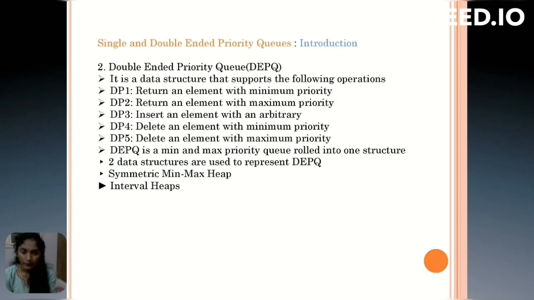A double-ended priority queue is a minimum and maximum priority queue rolled into one structure. Two data structures are used to represent double-ended priority queues: symmetric min-max heap.